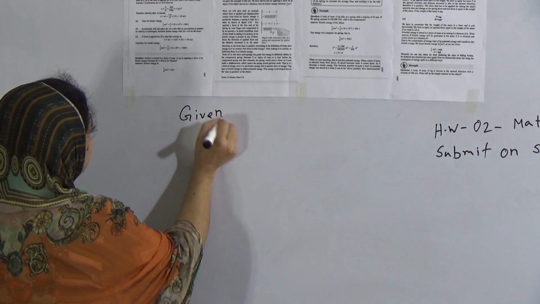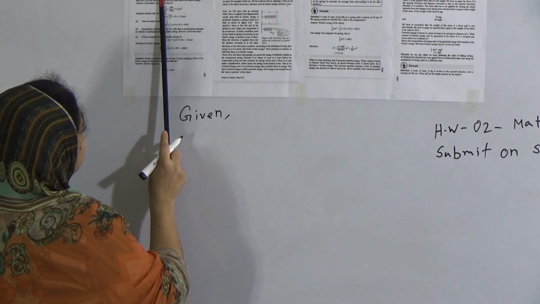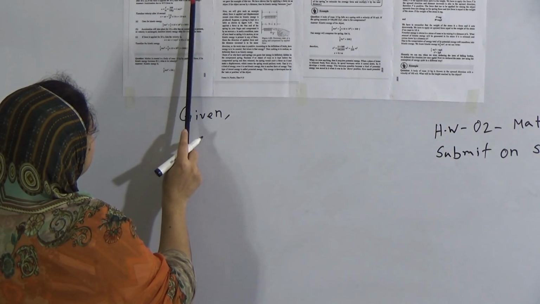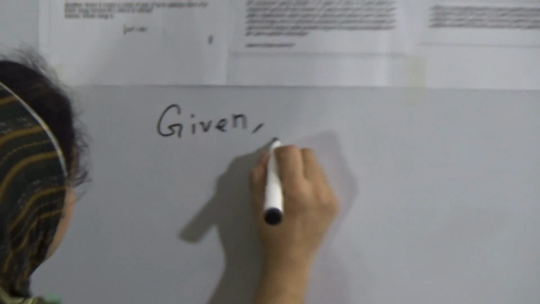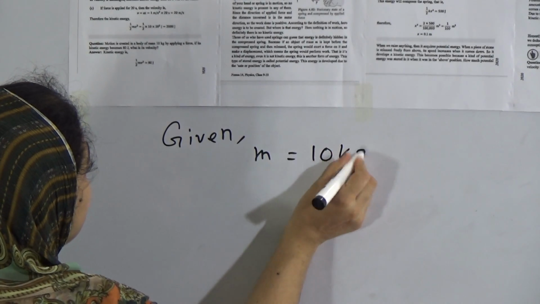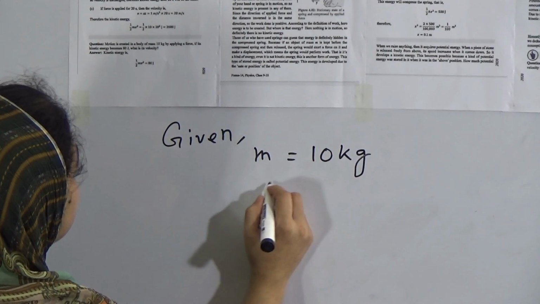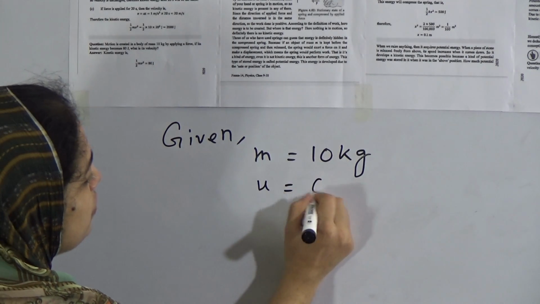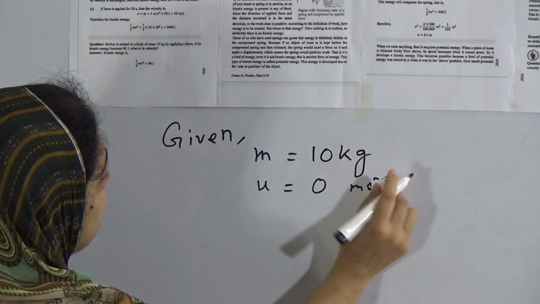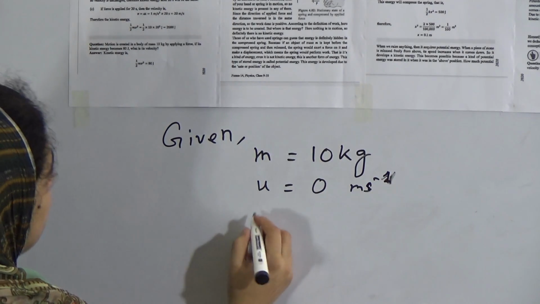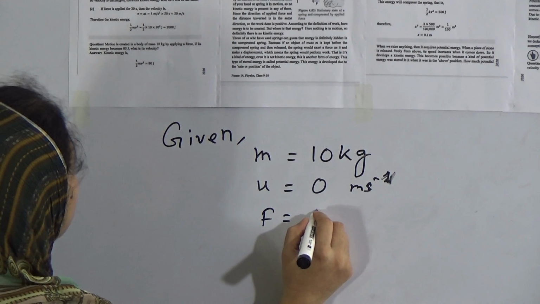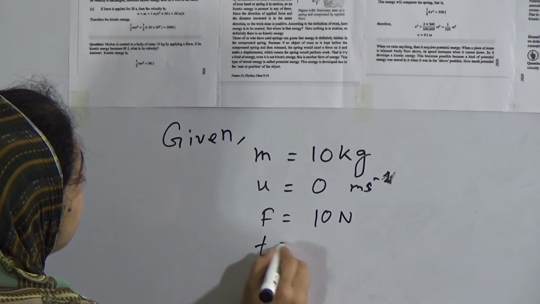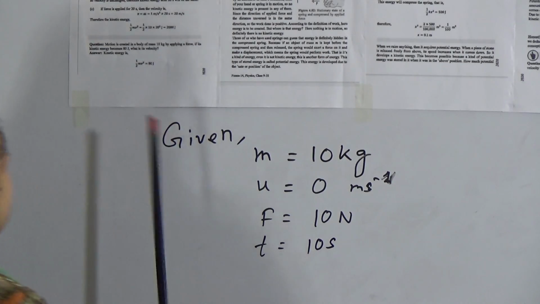Okay, my dear students, now we will solve this mathematical problem. At first write given: 10 Newton force applied on a stationary object of mass 10 kg. That means the mass of that object m equals 10 kg. This is a stationary object, that means initial velocity will be 0, so 0 meter per second. Applied force is given 10 Newton and time 10 seconds. Now we have to find out the kinetic energy.